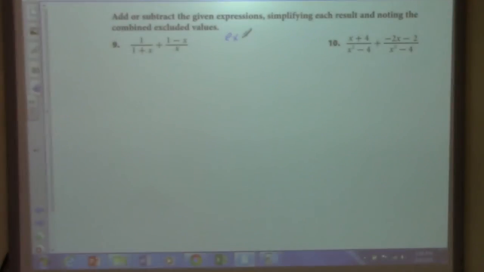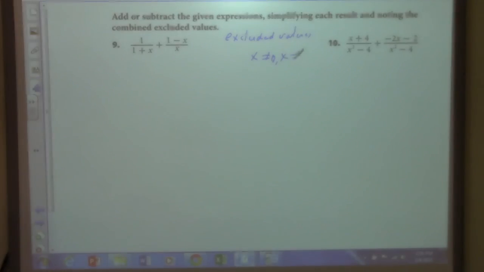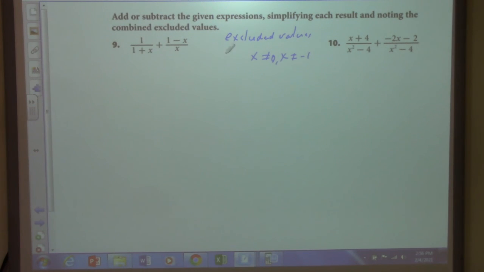The first thing I'm going to do is find the excluded values, because that's part of the instruction. So what are our excluded values? 0 and -1. Yeah, so x cannot equal 0, nor can x equal -1. Why can x not equal those numbers? Because it's the denominator. You can't divide by 0.